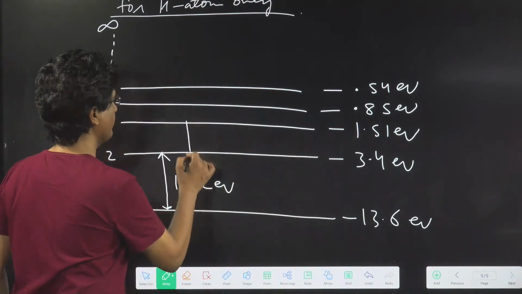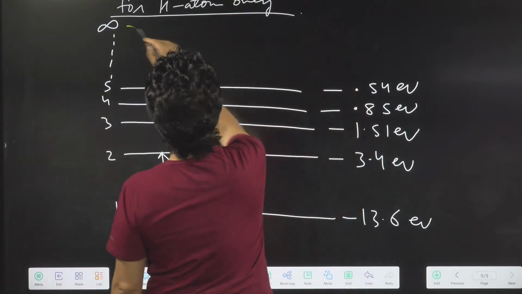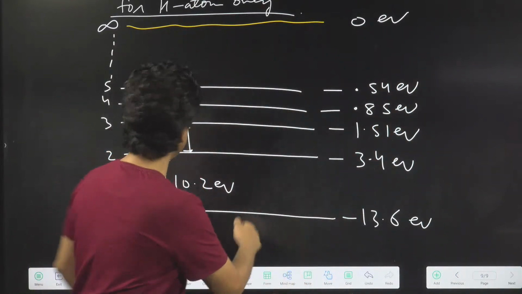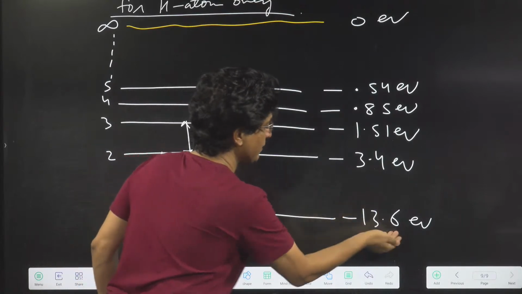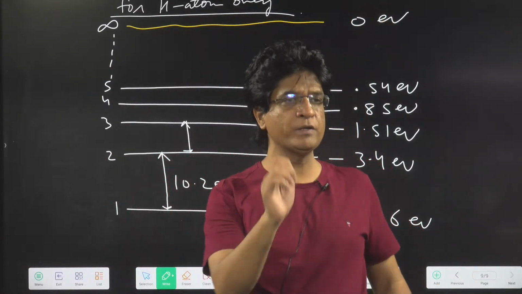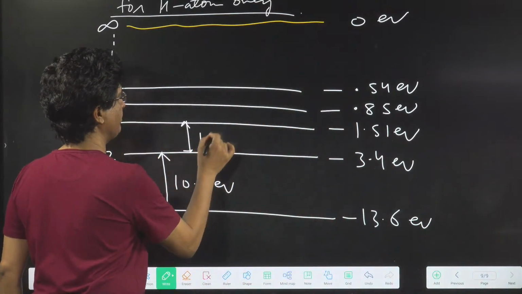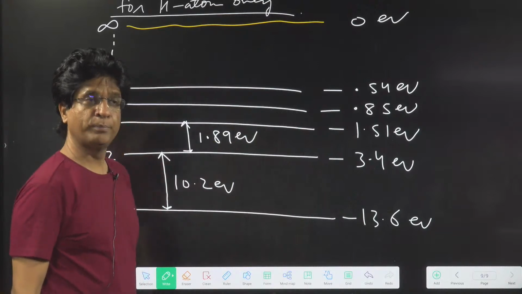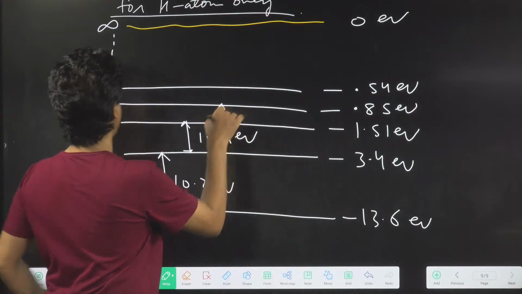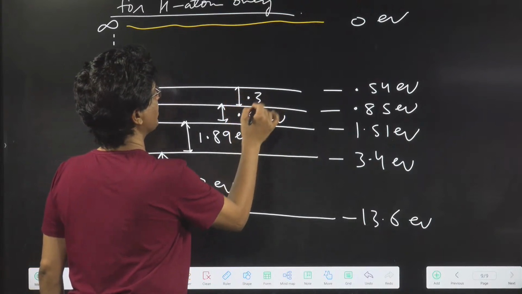Very good. Who will tell me? Infinity will be 0. At orbit number infinity, it will be 0 electron volt. So can you see that the energy is increasing from minus 13.6 to minus 3.4? The value is increasing and it becomes maximum at orbit number infinity, where the value is 0. Yes or no? This gap is 1.89 electron volt. This is very, very important, bacho. The energy gap between E4 and E3 is 0.66 electron volt, and this one is 0.31 electron volt.